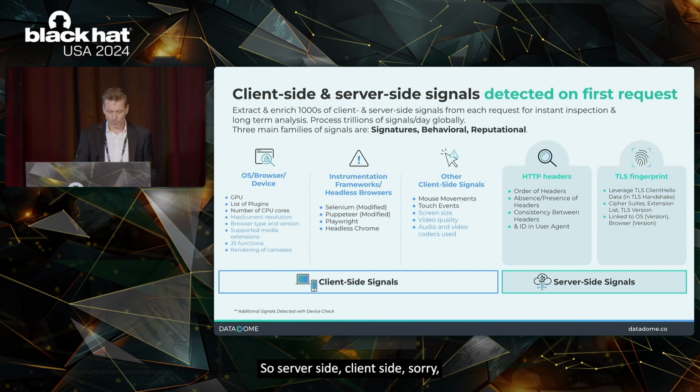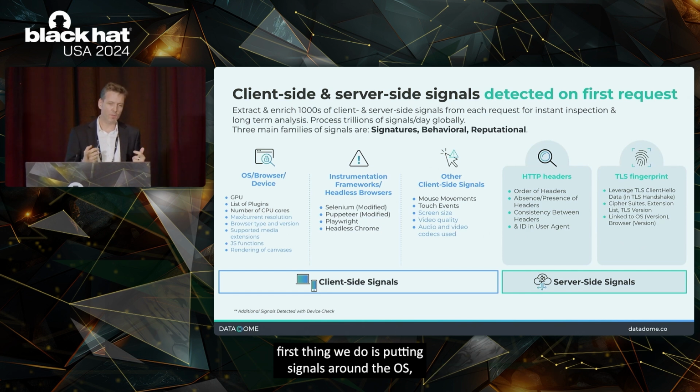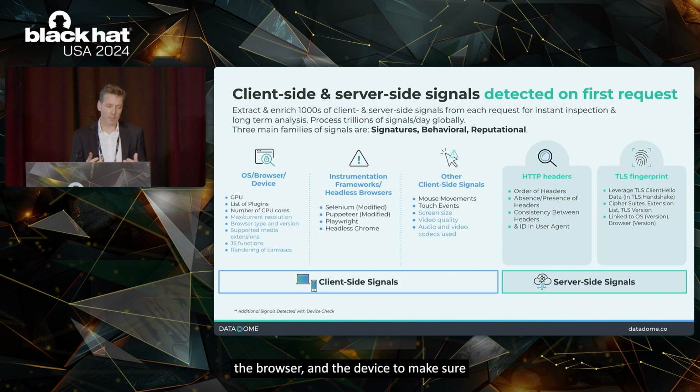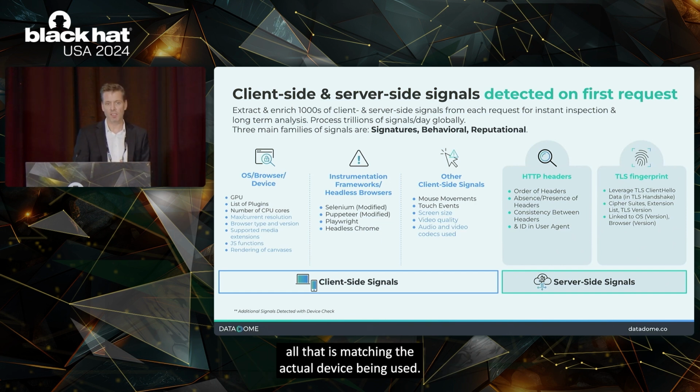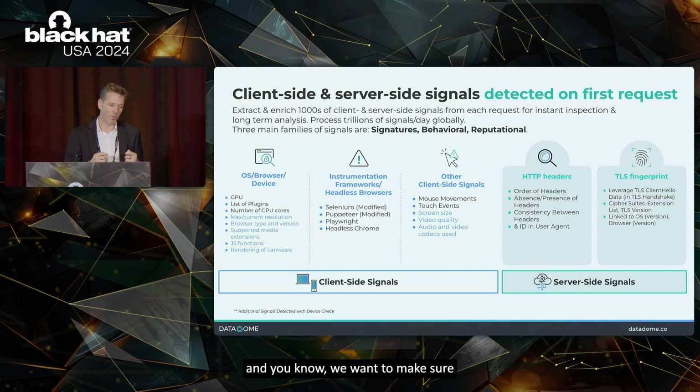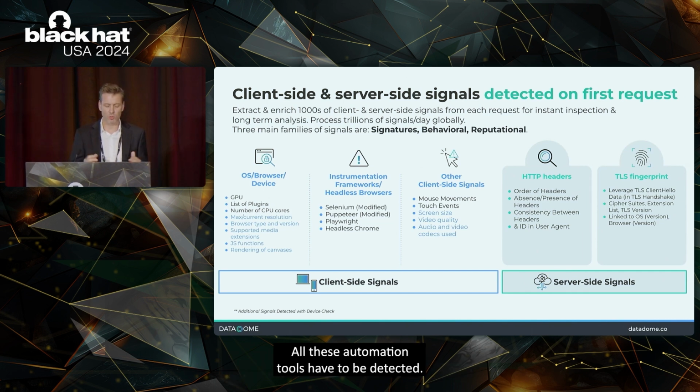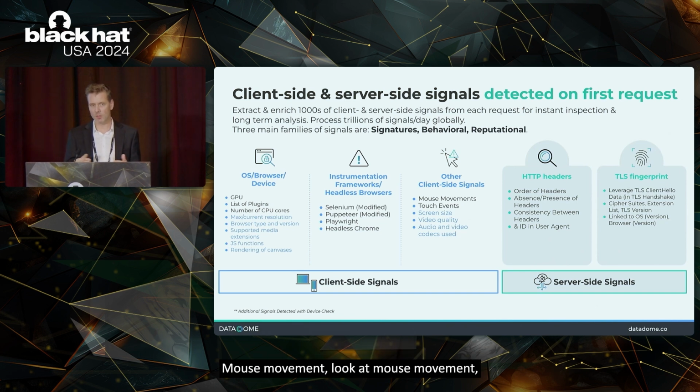Client-side, the first thing we do is collect signals around the OS, the browser, and the device to make sure that the CPU, GPU, and all that match the actual device being used. Of course, the solution has to detect frameworks, and we want to make sure that Selenium and Puppeteer are detected. All these automation tools have to be detected. Look at mouse movement, make sure it's human. So these are the client-side signals.